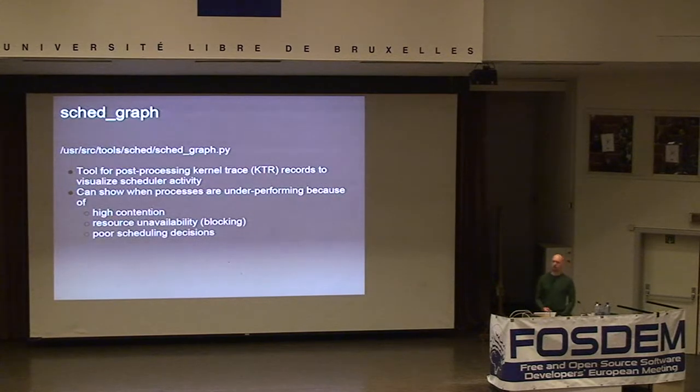I'll just mention in passing, there's a nifty tool that you can use to visualize the scheduler activity, so you can see how your processes are being scheduled, where they're blocking. Maybe they spend a lot of time blocking on a resource or yielding CPU to each other, and this shows up. It shows you graphically exactly what each CPU is doing and why decisions were made to change scheduling.